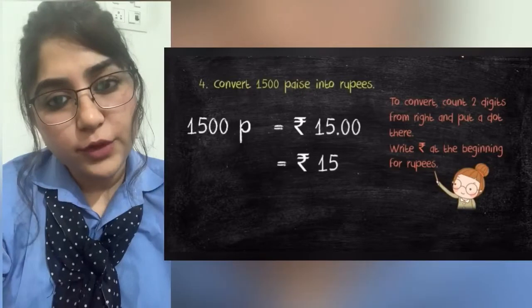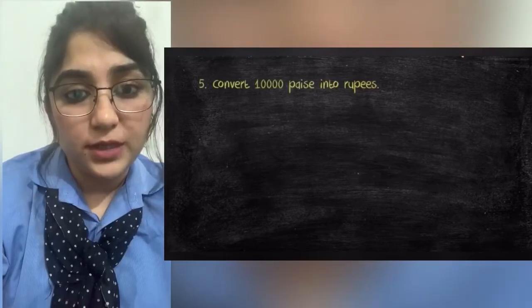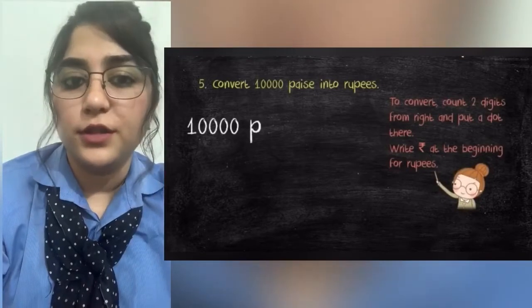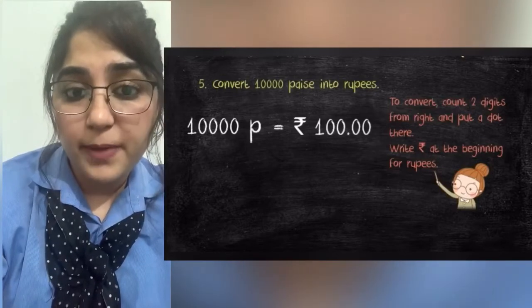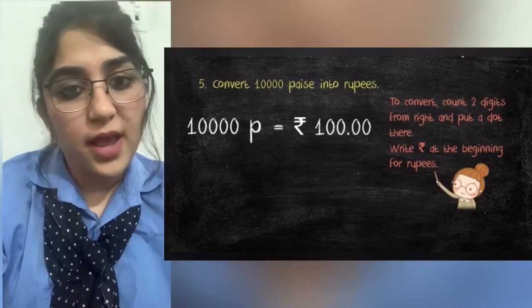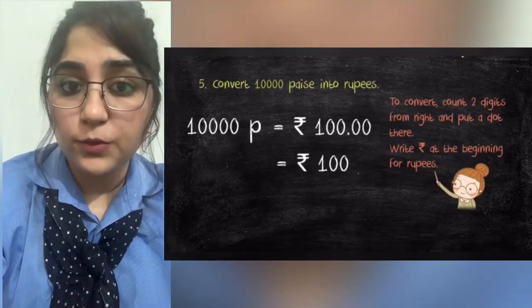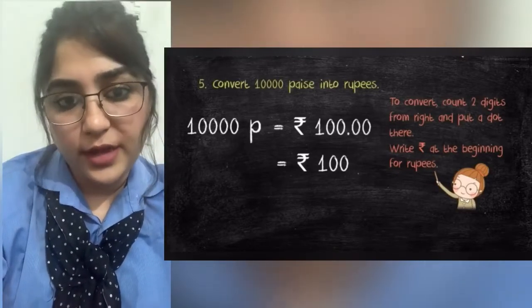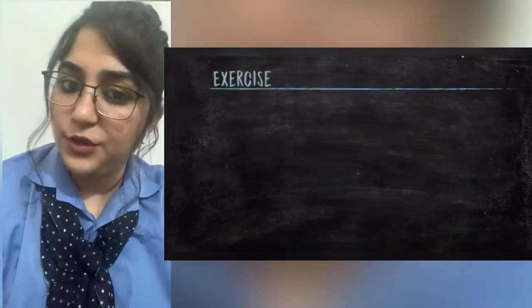So now moving forward to our next question, which is convert 10,000 paise into rupees. To convert, let's count 2 digits from right and put a dot there. Students, put a dot before 00 and 10,000 paise becomes rupees 100.00. Students, as I told you in the previous question, rupees 100.00 means rupees 100 and 0 paise. So we can also write it as rupees 100. So students, this is how we convert paise into rupees.